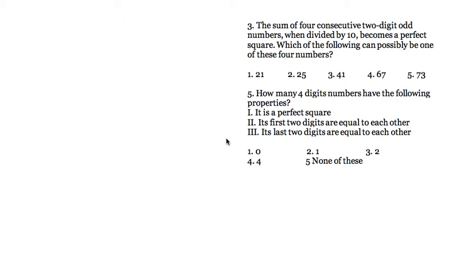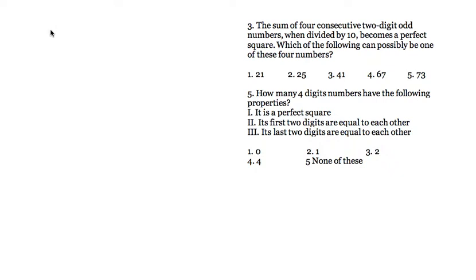Now let's look at two very interesting questions from the CAT. The sum of four consecutive two-digit odd numbers when divided by 10 becomes a perfect square. Which of the following can possibly be one of these four numbers?